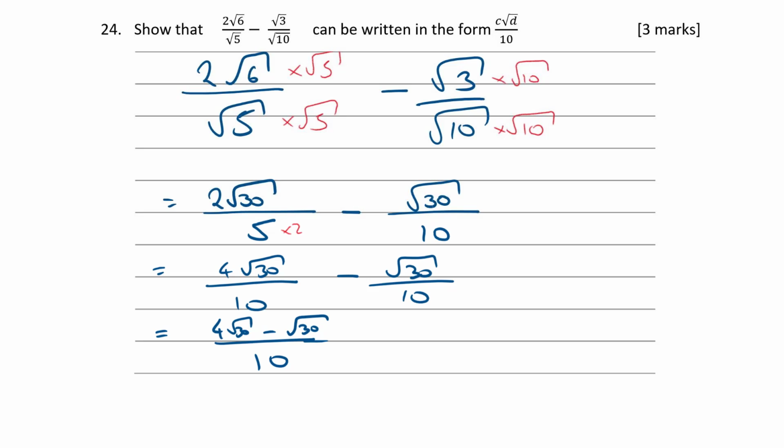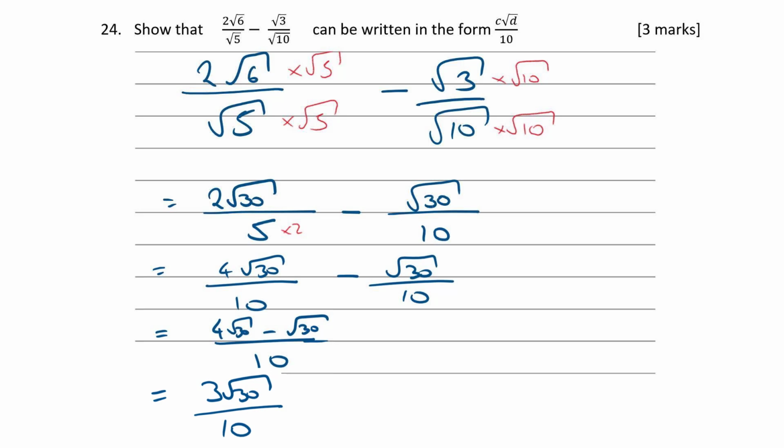So what's 4 root 30 minus root 30? Well, you can treat these a little bit like you would with x's. If I had 4x take away x, I would get 3x. So it's the same thing here, isn't it? If I've got 4 root 30 take away root 30, it's going to give me 3 root 30 over 10.